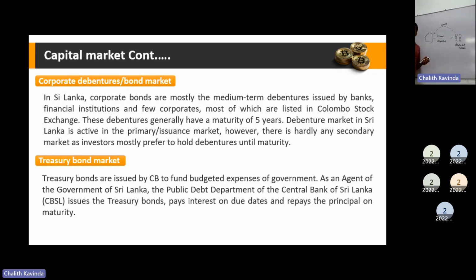The most important thing here is that when the company issues shares, such shares do not have a maturity period. For example, if you are an investor of JKH, John Keells Holdings, do you have a maturity period for shares? No, you don't. But when it comes to debentures, it does. Let's say a 3-year maturity, 5-year maturity, something like that.